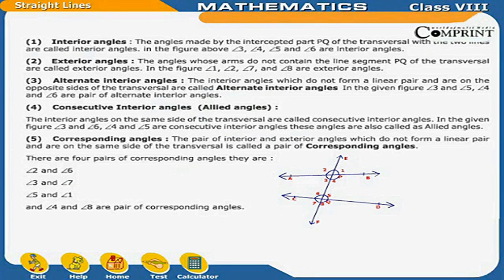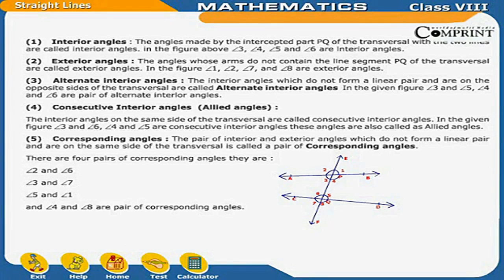Interior angles. The angles made by the intercepted part PQ of the transversal with the two lines are called interior angles. In the given figure above, angle 3, angle 4, angle 5 and angle 6 are interior angles. 2. Exterior angles. The angles whose arms do not contain the line segment PQ of the transversal are called exterior angles. In the figure, angle 1, angle 2, angle 7 and angle 8 are exterior angles.